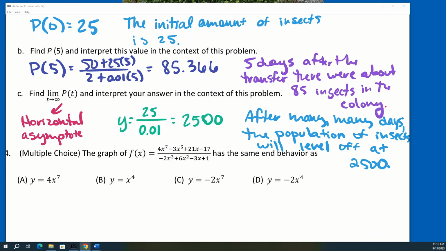All right, and then on number 4, this is one where the numerator is dominating, and so the end behavior is going to act like which one of these? Do you guys think? D. Yeah. We just divide those two, and we're going to get D.